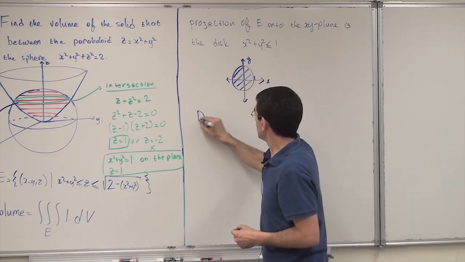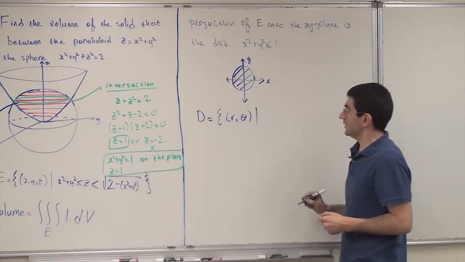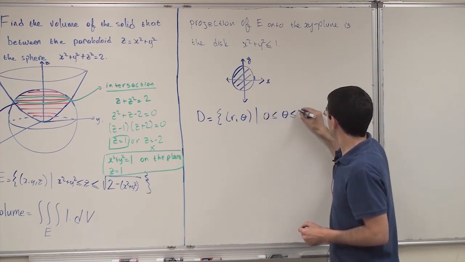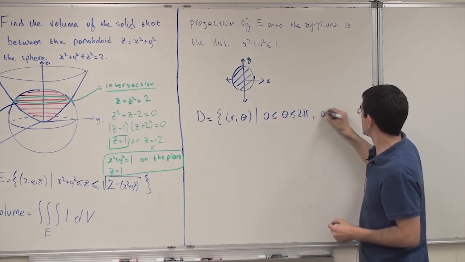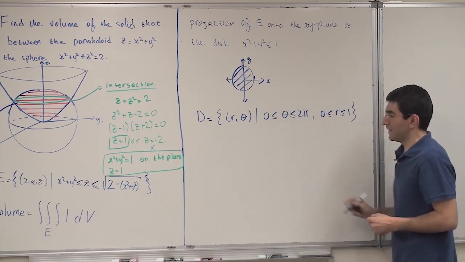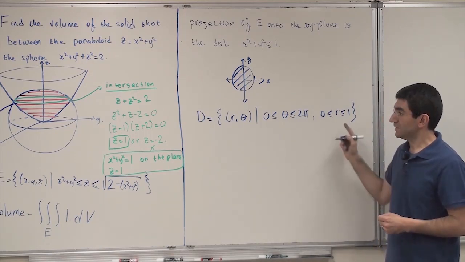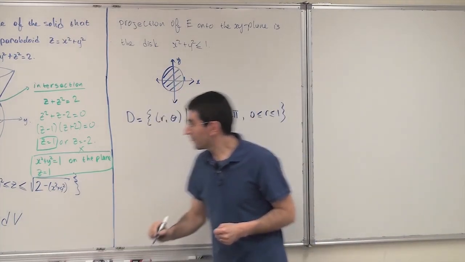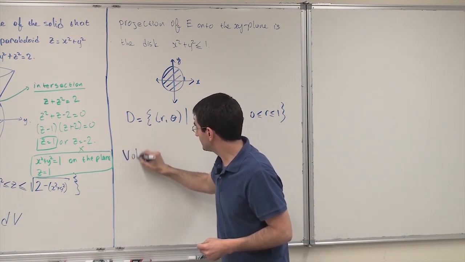And we can describe this disk easily in polar coordinates, where theta is changing between 0 and 2 pi, and the radius is changing from 0 to 1. And since the projection is better described in cylindrical coordinates, we can express this volume in cylindrical coordinates as follows.